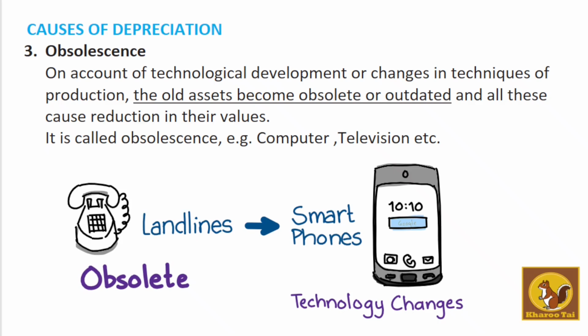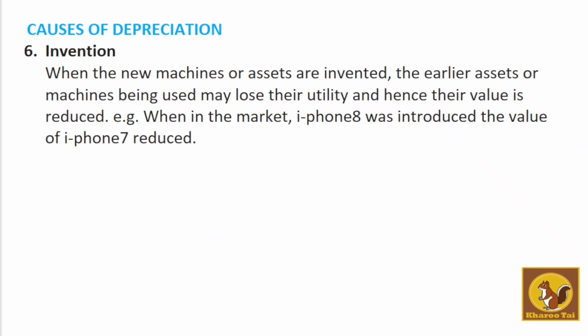They're not completely obsolete or outdated as of now. Still you can see businesses are using them, but still the use has reduced, right? It has started becoming obsolete, outdated, and so its value is also reducing. Then the sixth point is similar to the third point, obsolescence. The sixth point is invention. So we will take it up together.